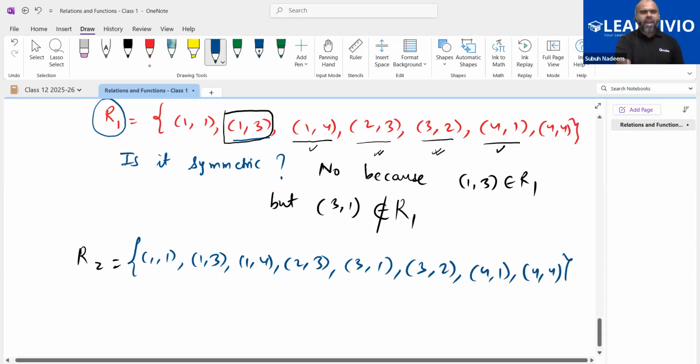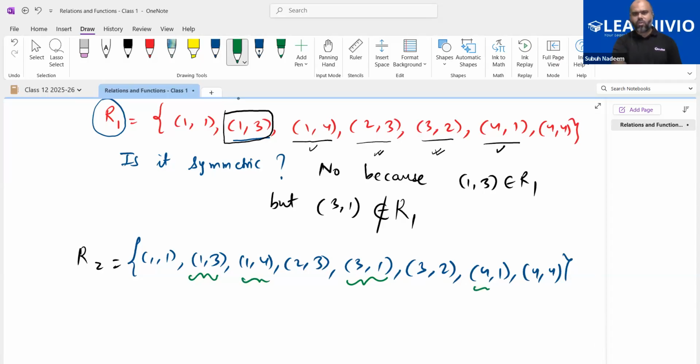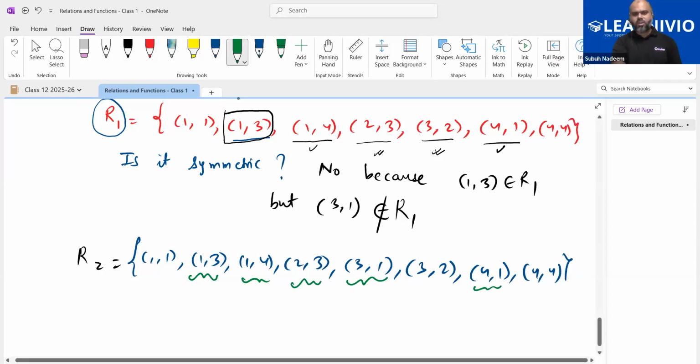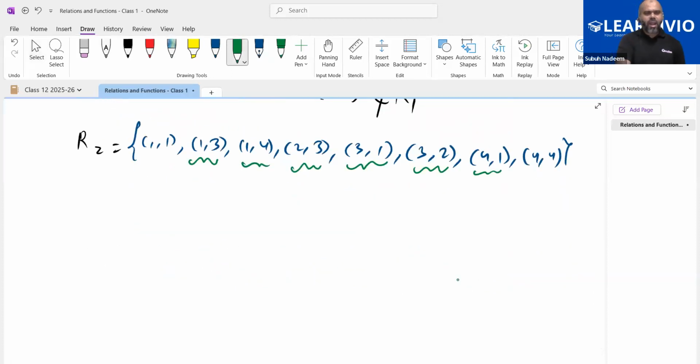So I have added one element here, that is 3 comma 1. If 1 comma 3 is there, 3 comma 1 is also there. Rest are same. 1 comma 4 is there, 4 comma 1 is there, 2 comma 3 is there, 3 comma 2 is there, and 1 comma 1, 4 comma 4, it is obviously same. So we say that here R2 is a symmetric relation.